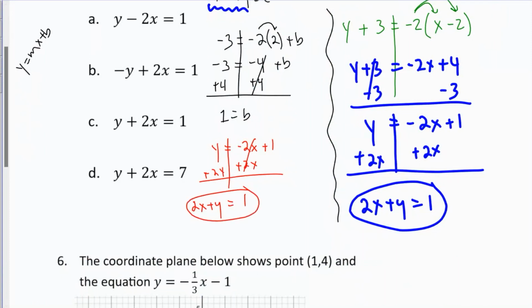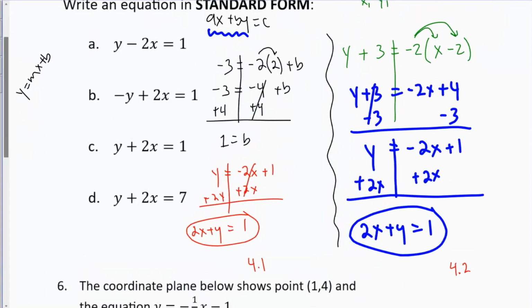And for reference, this was our 4.1 notes and our 4.2 notes. So you can choose which way you were more comfortable with and then go through there. Either way, you get the same answer, which is our letter C.